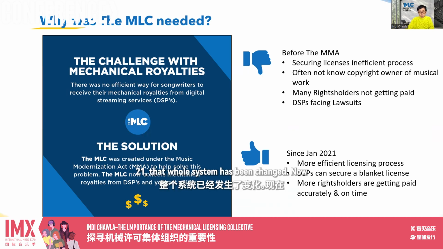So since January 21, that whole system has been changed. Now, digital services, if they want to use any song on their platform, they can do so under a blanket license. So they just now need to obtain one license. So definitely making this a more efficient licensing process.